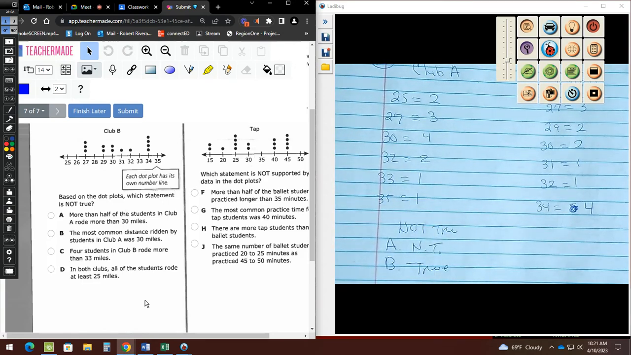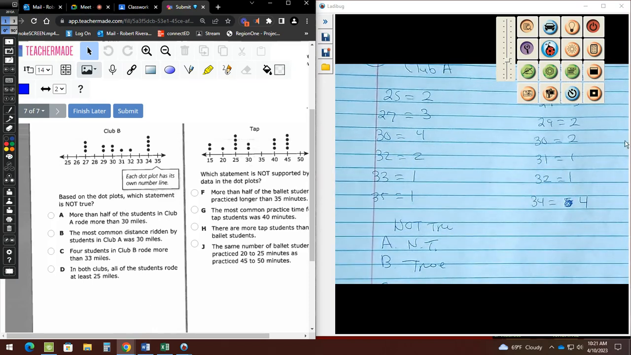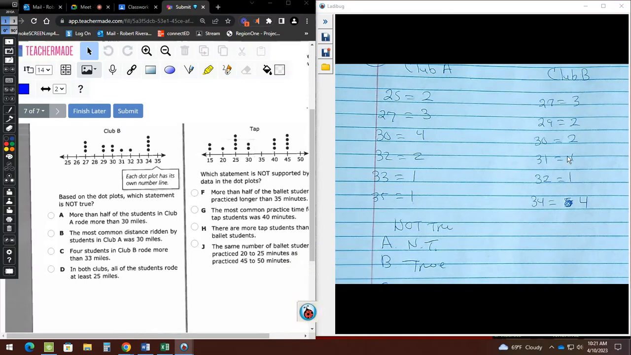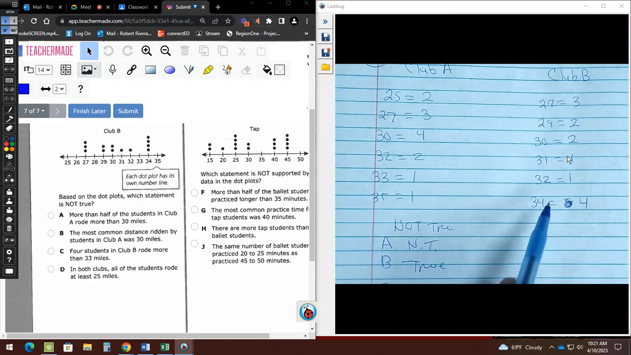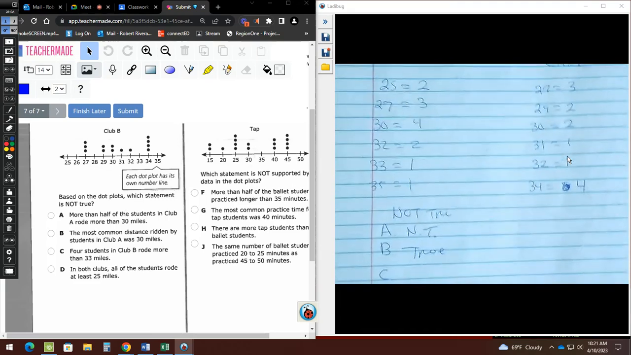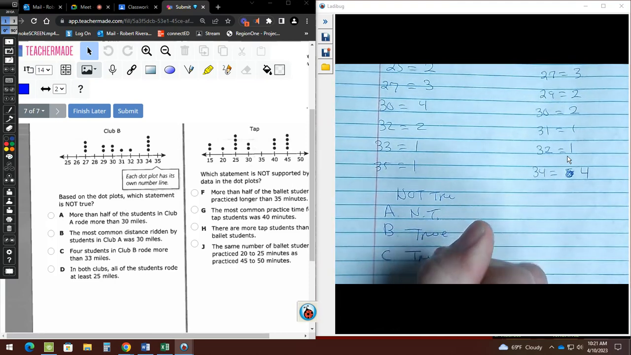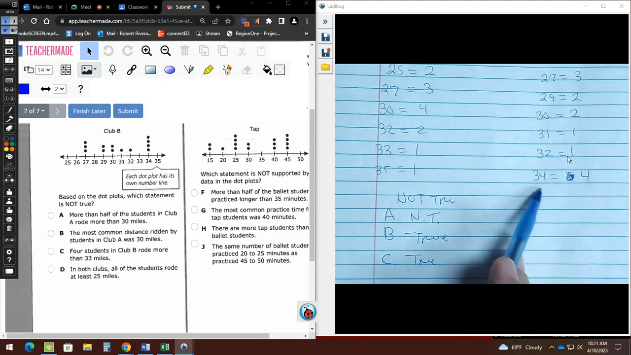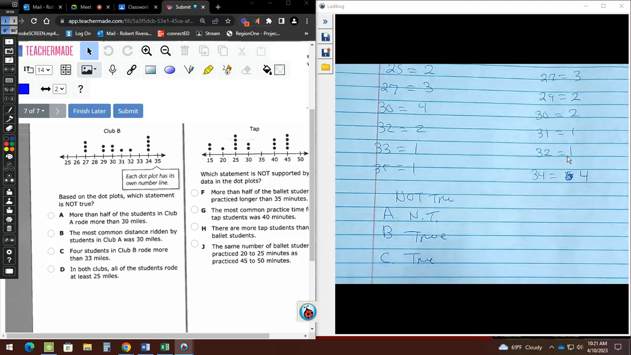4 students in Club B. Oh, now we're going to the other section, Club B. That's why you have to read carefully, guys, in these true statements. Club B. 4 students rode more than 33 miles. Okay, so more than 33 miles. Who are more than 33 miles, guys? For these guys, how many are there? 4. Is it true? Yes. They're saying 4 students in Club B rode more than 33 miles. Yeah, there's 4 of them that rode 34. That's more than 33. That's true.